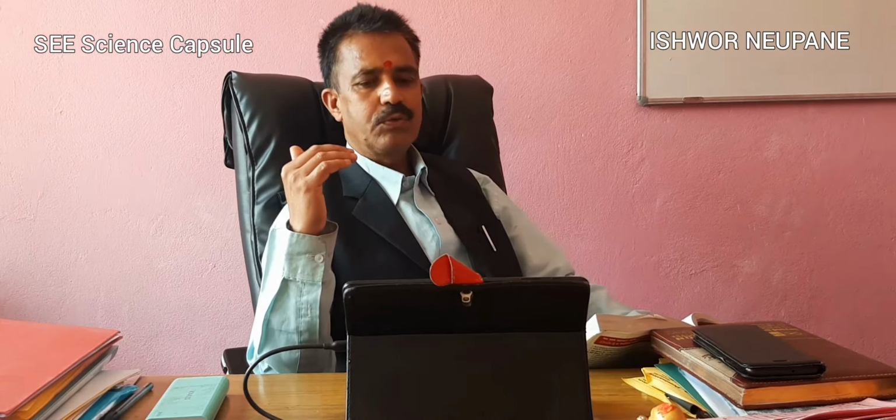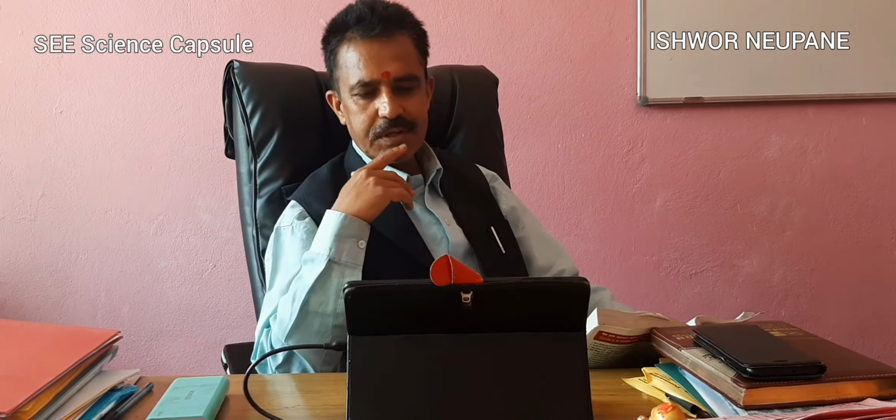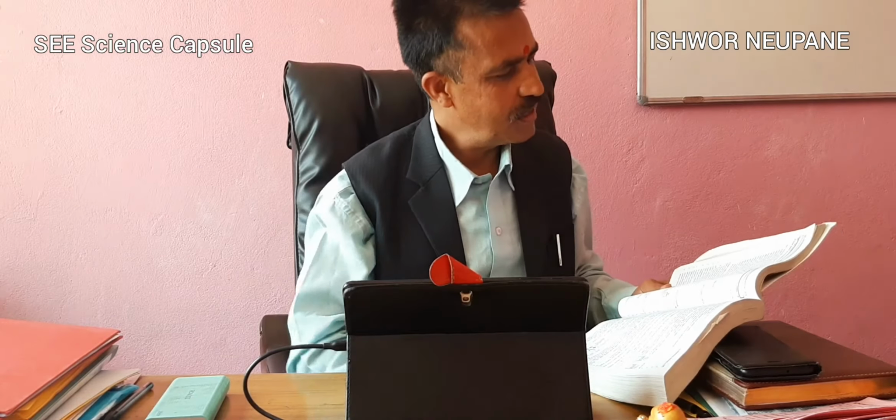Can you define gravitation? The mutual force of attraction between any two bodies in the universe is called gravitation. Write down its SI unit. What is the SI unit of gravitation? Newton. Don't get confused. That's good.